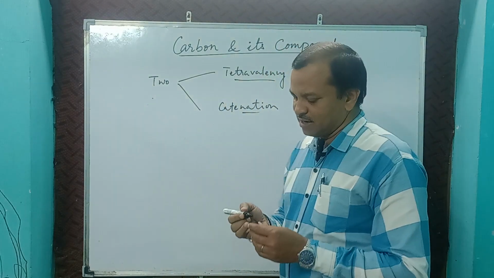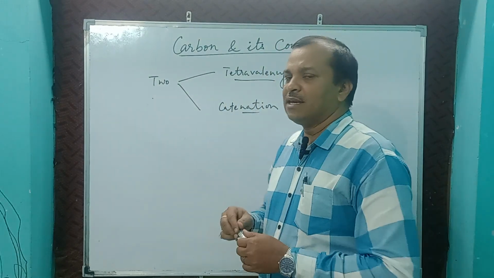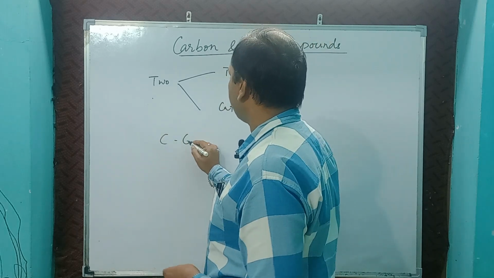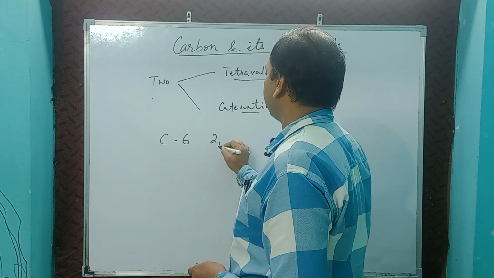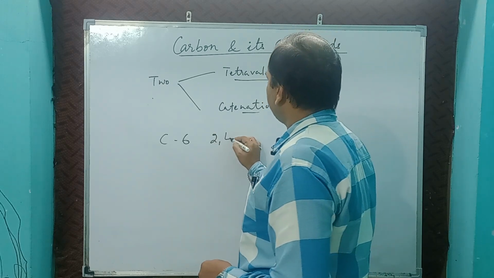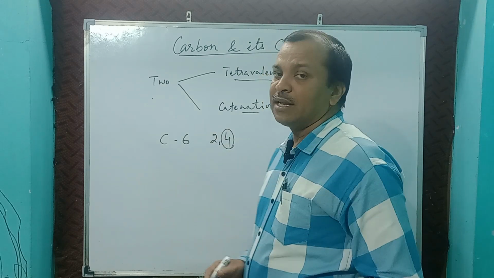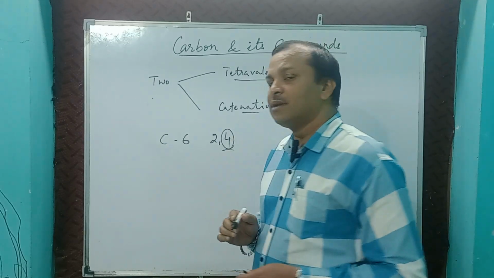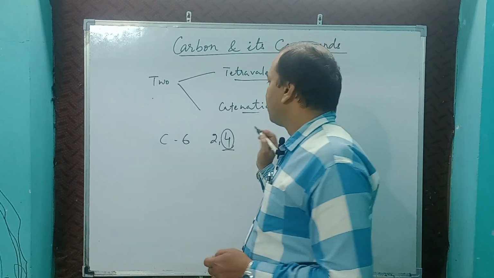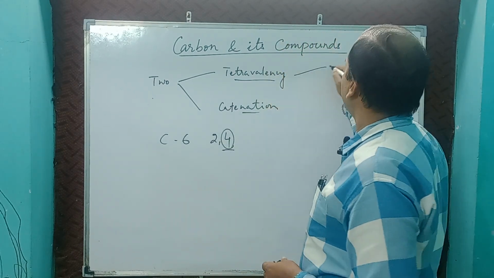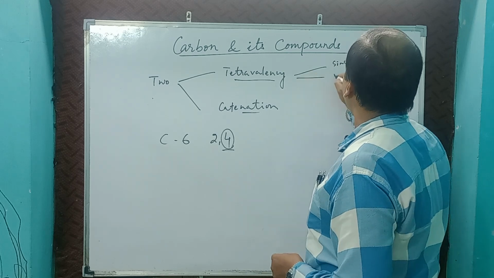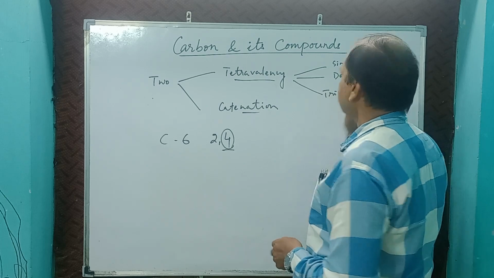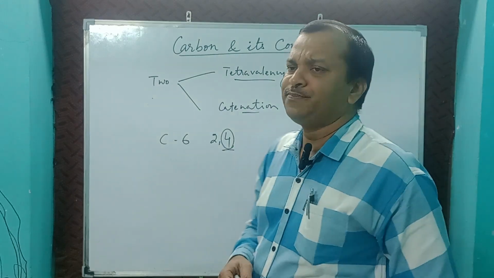What is tetravalency? Tetravalency means its valency is 4. The atomic number of carbon is 6, so it has an electron configuration of 2 and 4. So it can gain 4 electrons and follow the octet rule. So it is tetravalent. Because of tetravalency, it can form single bonds, double bonds, as well as triple bonds. That's why it can form many molecules.